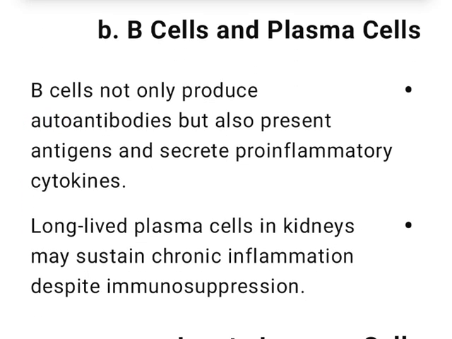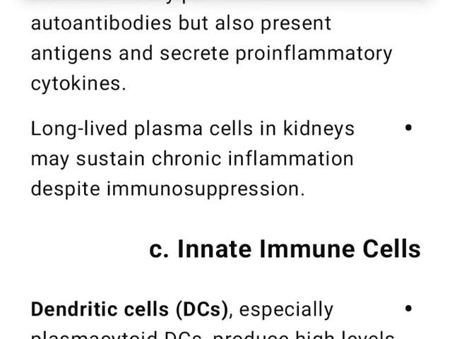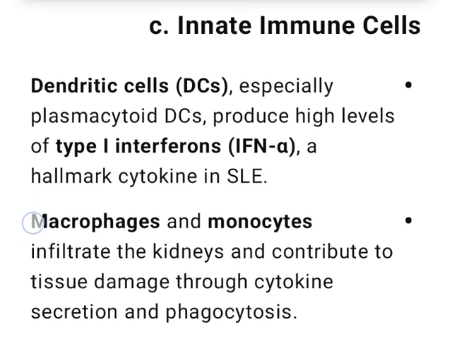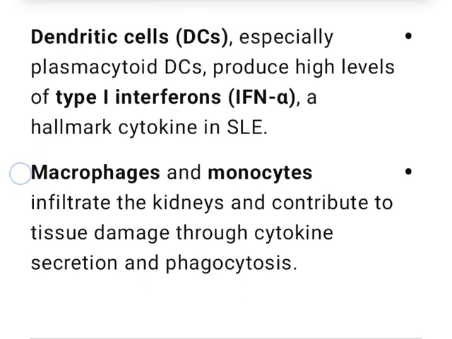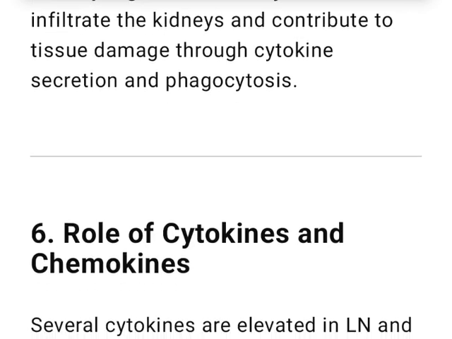B. B cells and plasma cells. B cells not only produce autoantibodies but also present antigens and secrete pro-inflammatory cytokines. Long-lived plasma cells in kidneys may sustain chronic inflammation despite immunosuppression. C. Innate immune cells. Dendritic cells, DCs, especially plasmacytoid DCs, produce high levels of type 1 interferons, IFN-alpha, a hallmark cytokine in SLE. Macrophages and monocytes infiltrate the kidneys and contribute to tissue damage through cytokine secretion and phagocytosis.